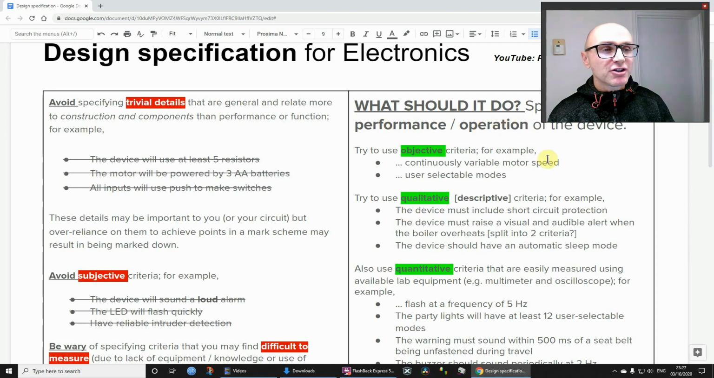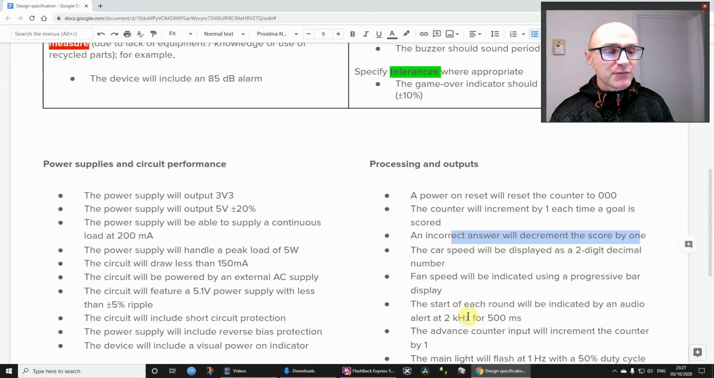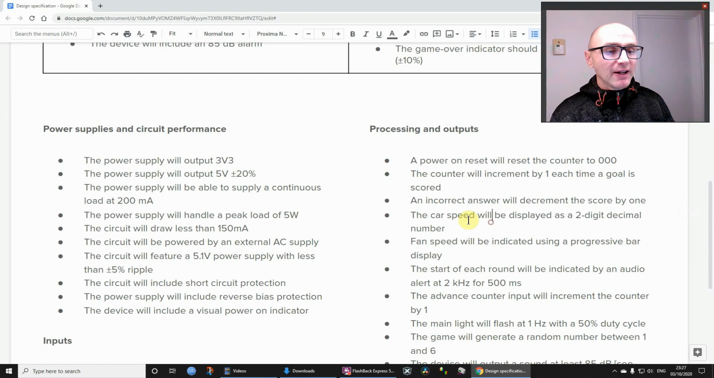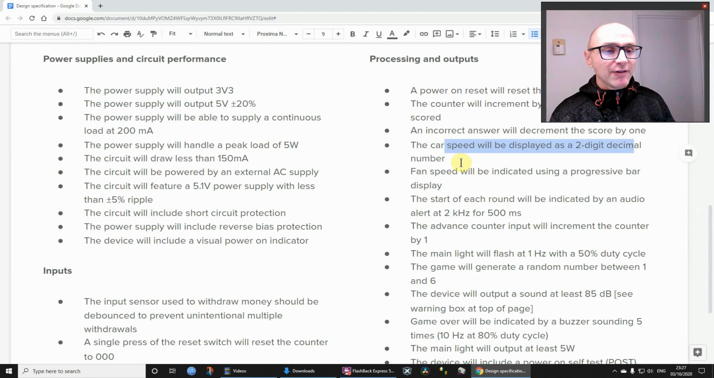I should have written function as well there, actually. So the design specification is what function it will do, okay? If you're doing car speed, how many digits you want, specify it. If you're showing fan speed, maybe you don't actually want RPM, you just want to see some sort of bar graph, with maybe one LED, you know it's not very fast, but a load of LEDs, you know it's fast, so it might be more appropriate.